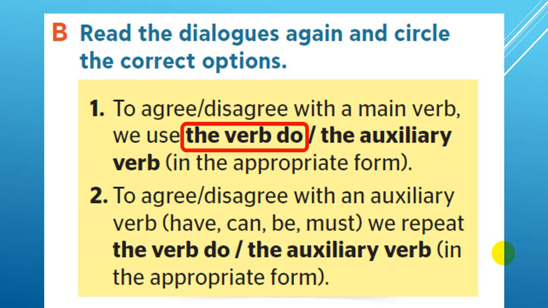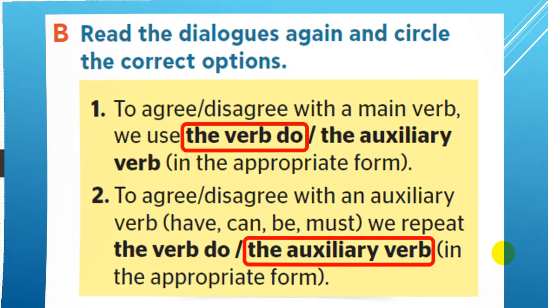Number 2: to agree or disagree with an auxiliary verb, have, can, be, must, we repeat the verb do, or we repeat the auxiliary verb in appropriate form. That's right, so we repeat the auxiliary verb that I mentioned previously.